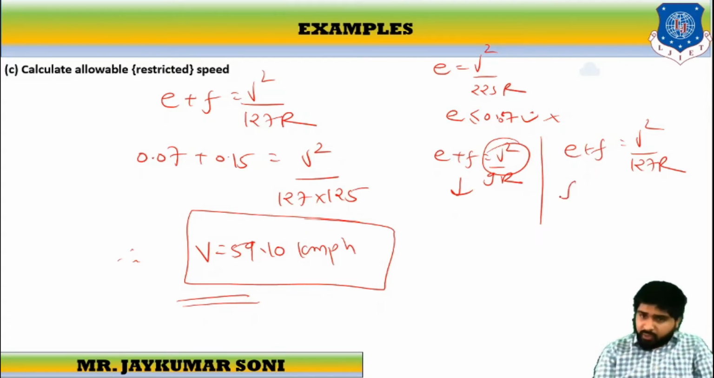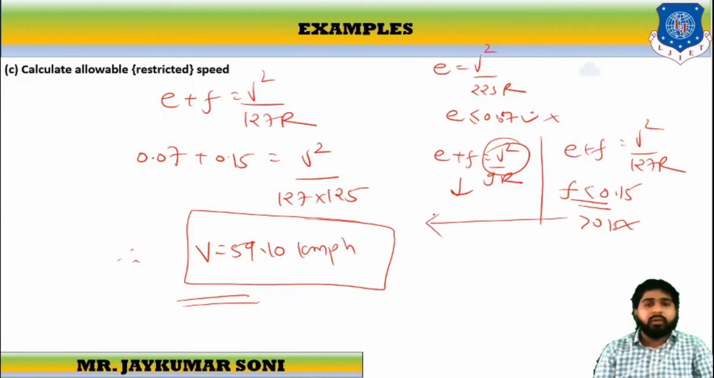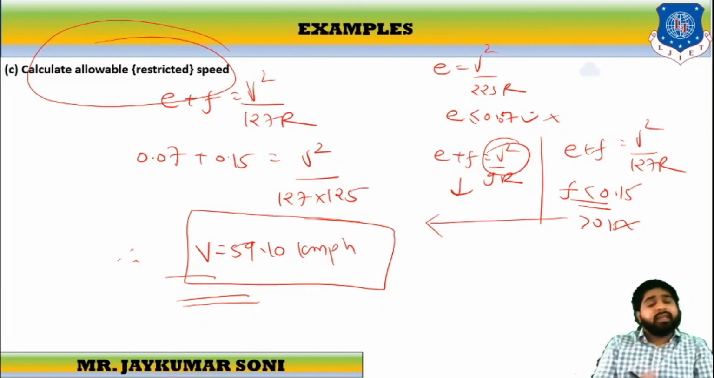Then we will check the value of F. If it is less than 0.15, then it is okay. If it is more than 0.15, then it is not okay. Then we will calculate the allowable or restricted speed with the help of this equation itself. We will not put the given value of V over here, and we will calculate the value of V in kmph.